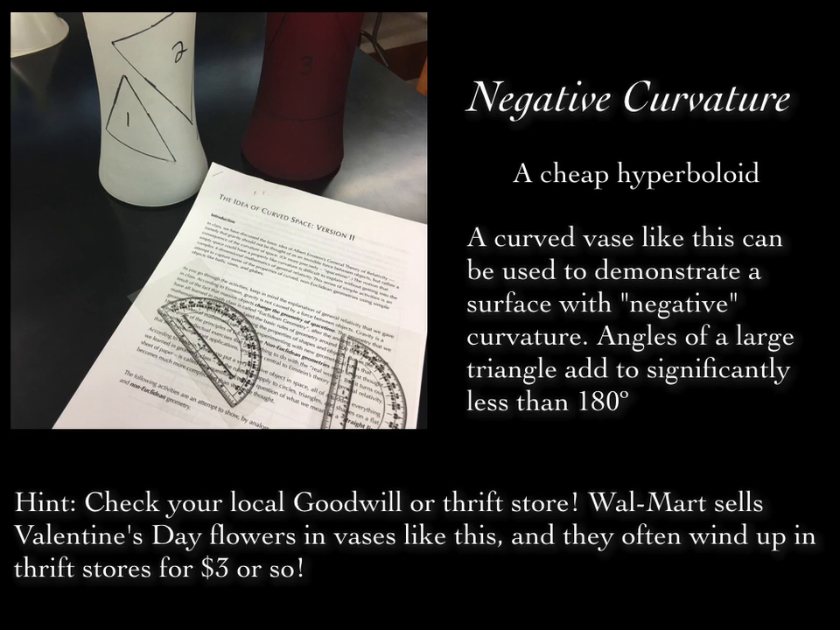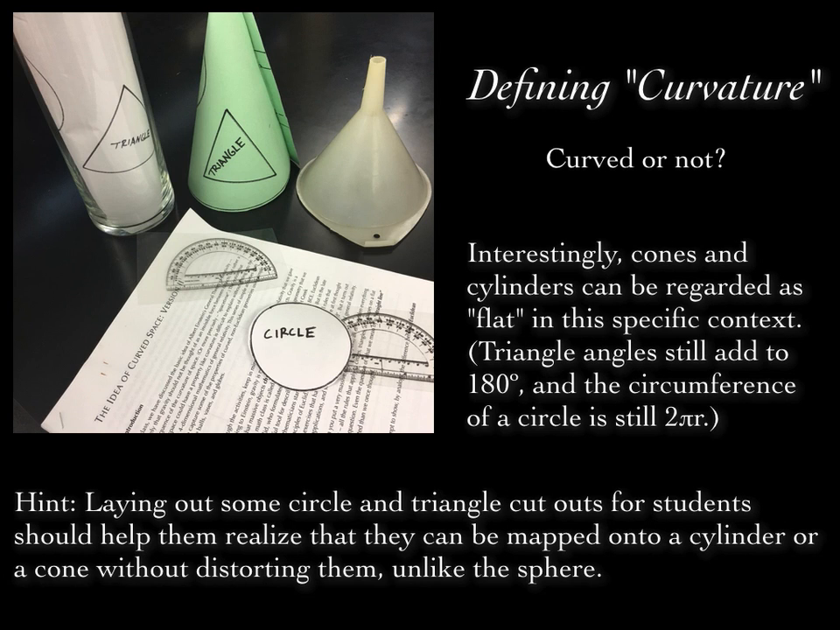If you draw a triangle on a hyperbolic vase like this and measure the angles of the triangle using a curved protractor, which I print out on laser transparencies, you can find a significant deficit in the angles due to that curvature, as low as 160 degrees when you add up the angles of a large triangle drawn on that surface. So students can understand the difference between positive versus negative curvature.